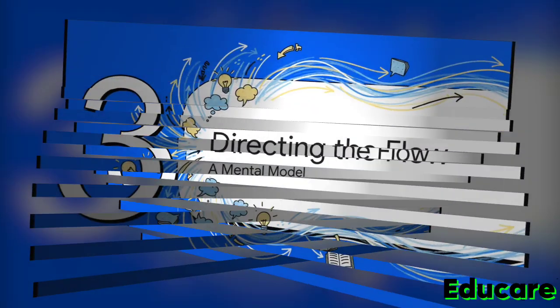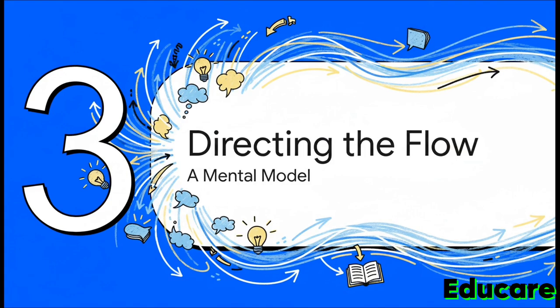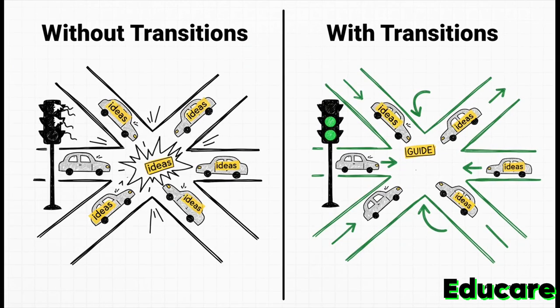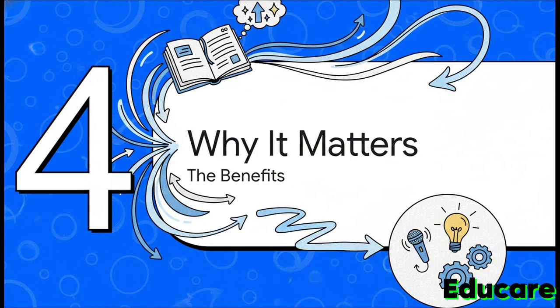Okay, so we've got the tools. Now let's put this all together with a really powerful mental model that's going to help you remember exactly how these things work. It's all about becoming a director for the flow of your ideas. I absolutely love this analogy. Think of your writing like a busy intersection. Without traffic signals, without your transitions, it's just chaos. Your ideas are crashing into each other and everything's a big confusing mess. But as soon as you add those signals, those howevers and therefores, you're directing the traffic and everything starts to move smoothly and clearly.